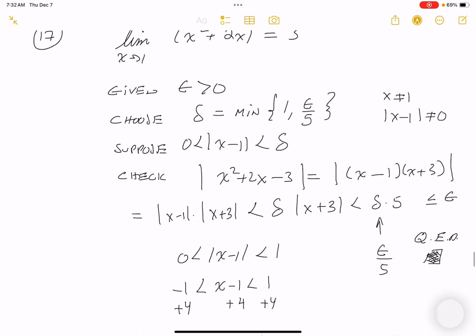And we're on problem number 22 now. So problem number 22. This is the limit as x goes towards infinity, and then you get x over 2x minus 8.